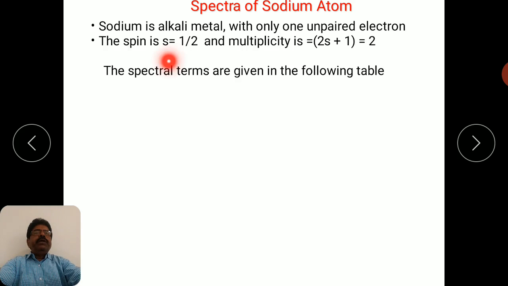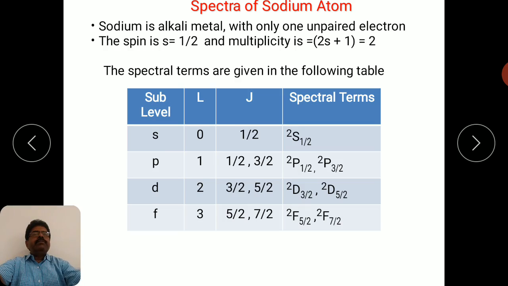Therefore, the spin quantum number related to this valence electron, s, is equal to half, and multiplicity is 2s plus 1 according to this formula. If you substitute s is equal to half, it will be 2. By using this s value for the unpaired electron, you can find the spectral terms for the sodium atom. For different sublevels, you can find the spectral terms.